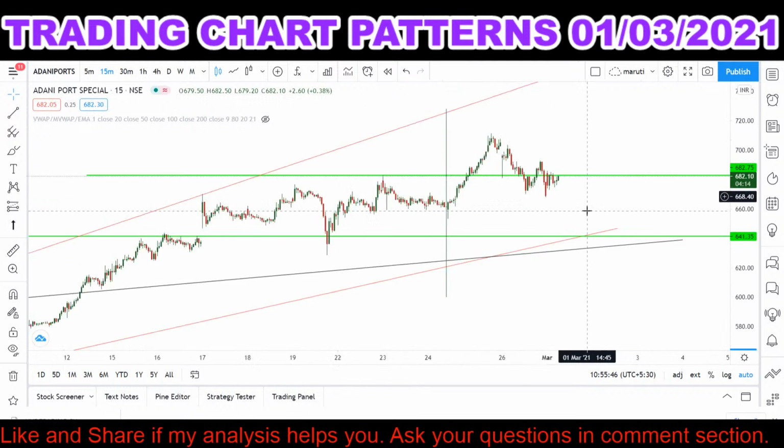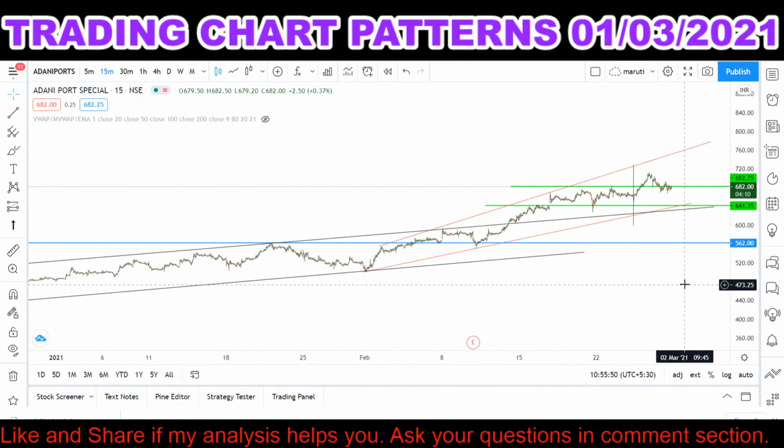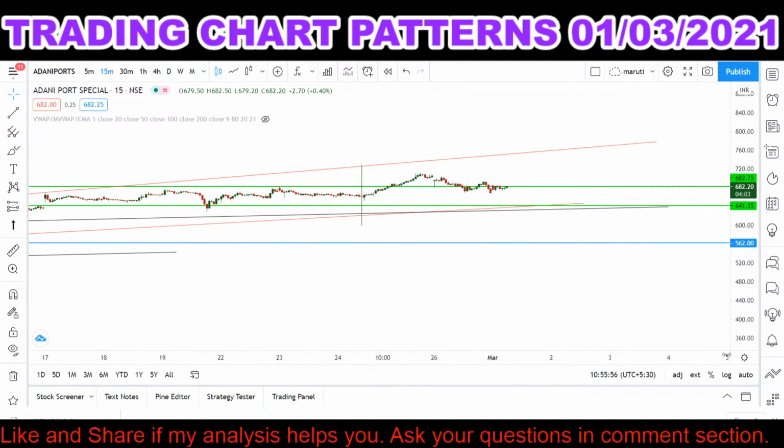Let's see this stock, Adani Ports. Adani Ports is making this kind of a pattern. It is a broadening wedge kind of a pattern. It is broadening day by day. It is going upside, upside, upside, and upside.